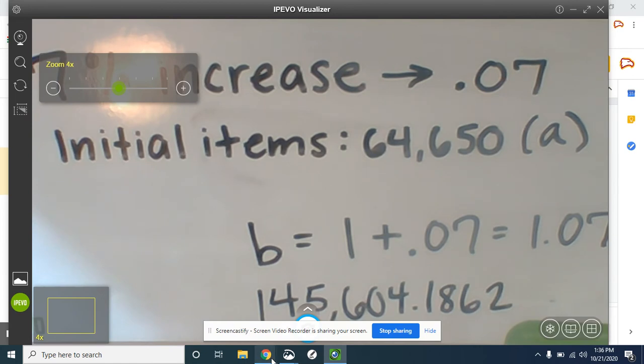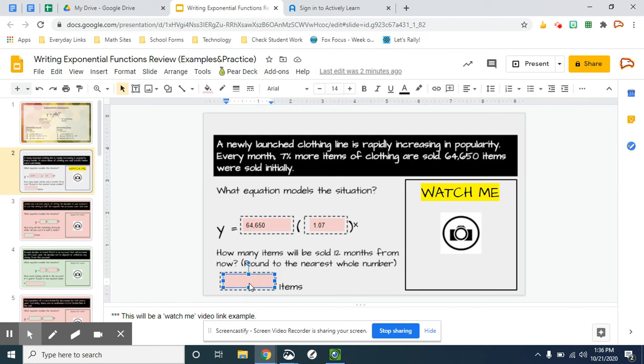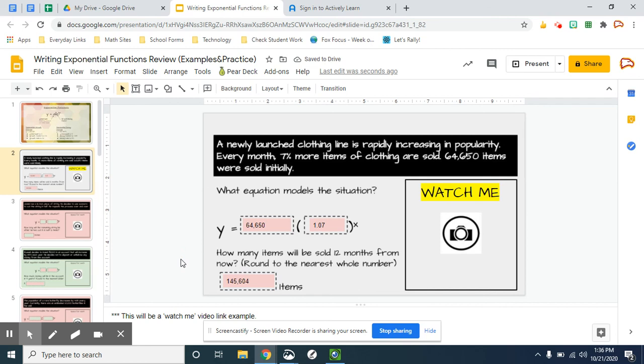Looking back at our slide, it did give us rules for rounding. It says round to the nearest whole number. So that would be 145,604. So if your example had been a decrease, the difference would be that you would subtract it from 1 instead of adding it.